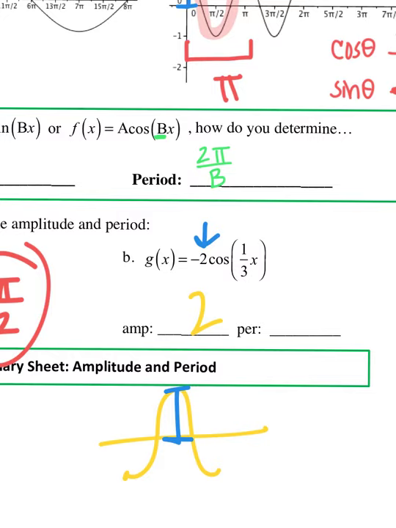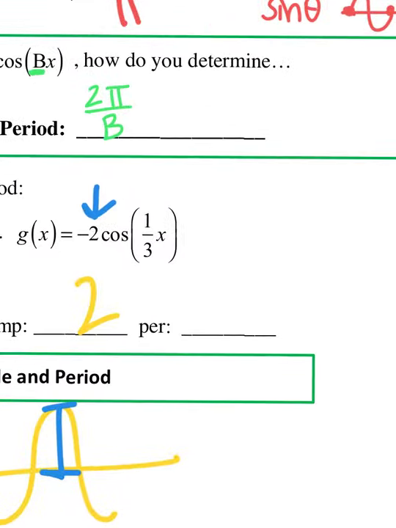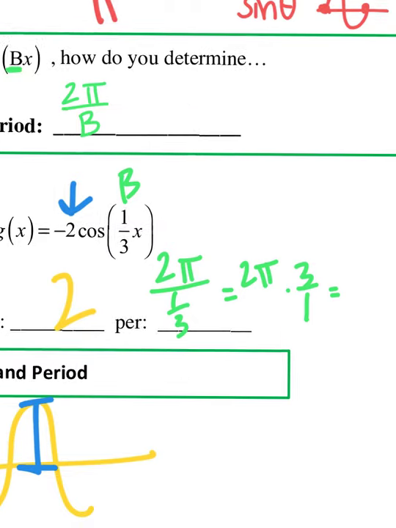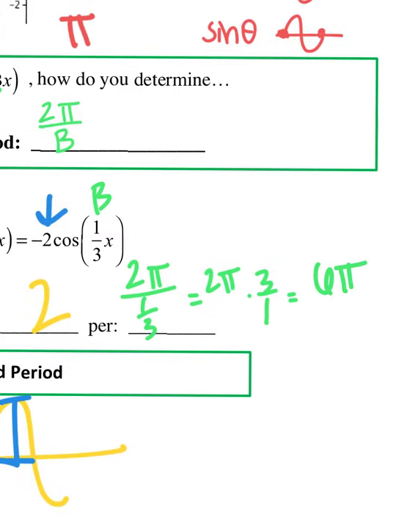For my period, it is 2 pi over B. So my B value is 1/3. So 2 pi over 1/3. So let's simplify this. I know 2 pi divided by a fraction is the same as multiplying by the reciprocal. The reciprocal of 1/3 is 3/1. And when I multiply straight across, 2 pi times 3 is 6 pi. So my period is 6 pi.